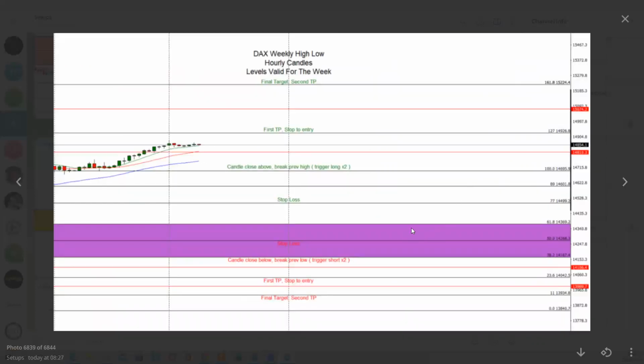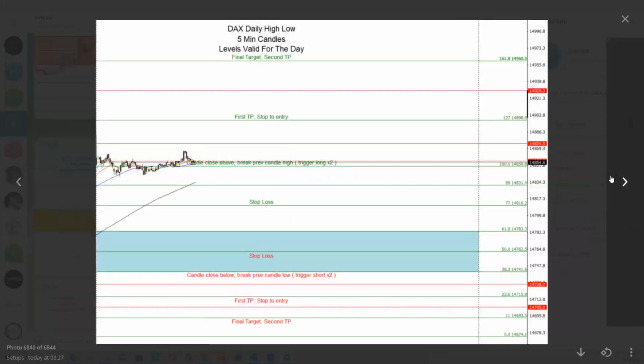On the DAX weekly high low, currently between levels of 100 and 127. Looking at moving averages, 8 is above 21, above 50. That's indicating trend is up. So we need to wait for a moving average crossover, meaning 8 crosses 21 to the downside. And with that, a candle close below 38.2, break previous candle low to aim for the 23.6 first TP, 11 second TP, and stop loss being at the 50. Remember, guys, same rules apply with the red lines.